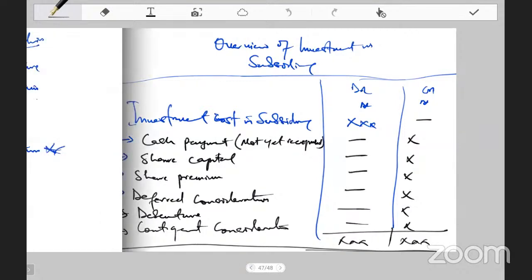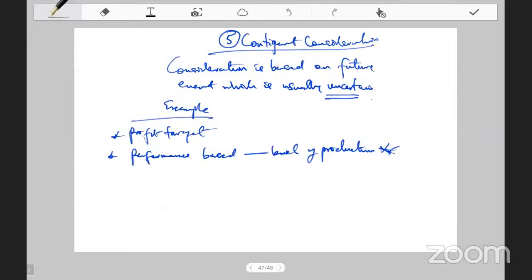I said the consideration is based on future events, which are usually uncertain. That uncertainty, for example, is a profit target, performance based, maybe level of production, which you cannot determine. If you are going to be asked this question in the exam, the examiner would have given you the instances that he wants you to do.